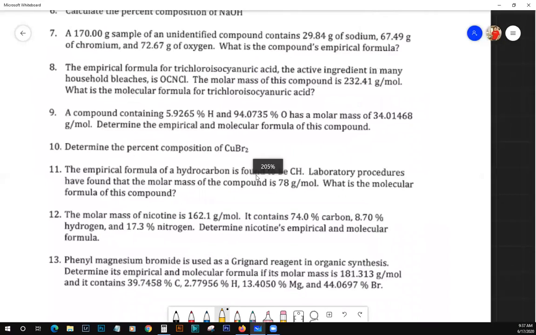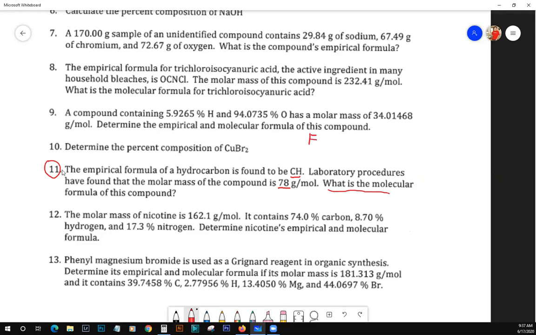Let's see, number 11. It says the empirical formula of the hydrocarbon is found to be CH. The laboratory procedure has found the molar mass of the compound. This compound is the molecular formula, it's not the empirical formula. The molar mass of the compound is 78 grams per mole. What is the molecular formula of this compound?